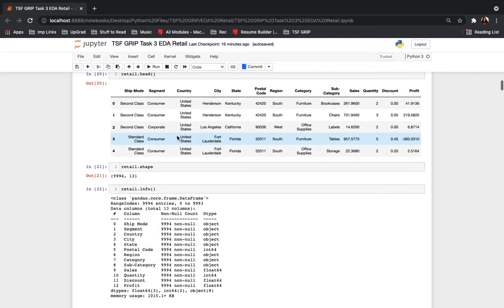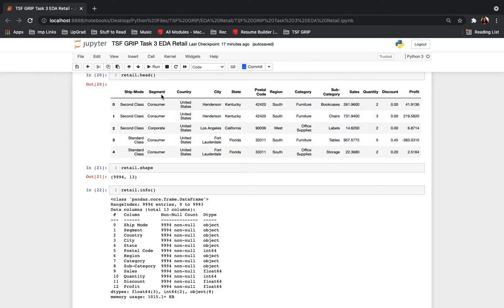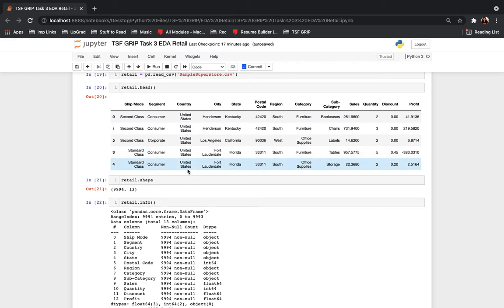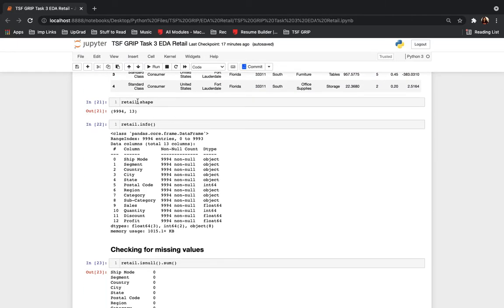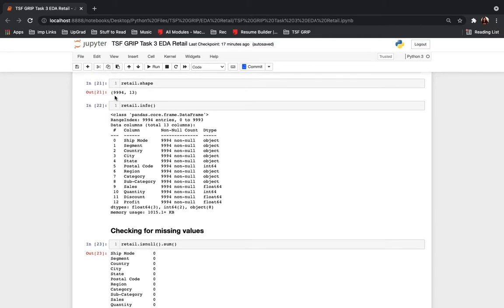Out of which I think country is just United States across the entire data frame, and the postal code is not going to give us much information, so we will be dropping it off in the future. To begin with, let's check the shape of this data frame to tell us how many rows and columns it has. We see that it has around 9,900 plus rows and 13 columns.